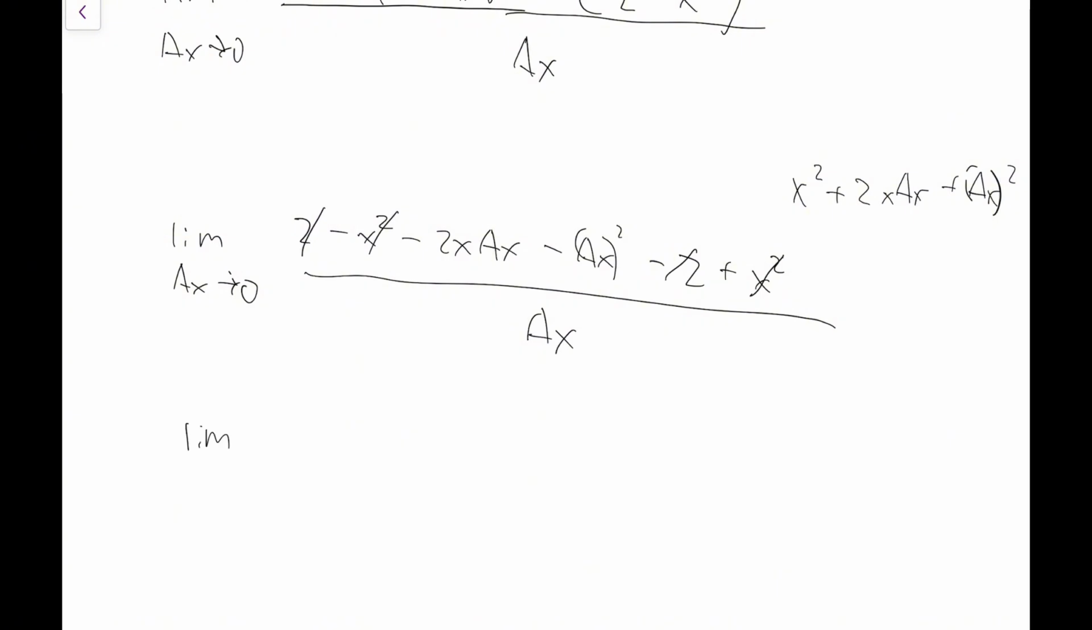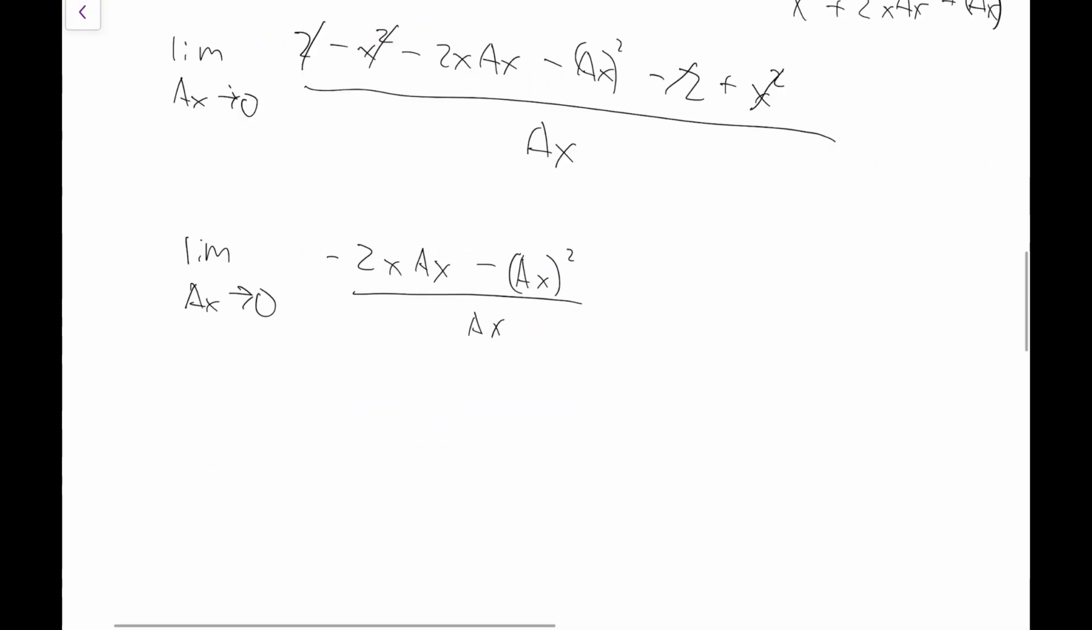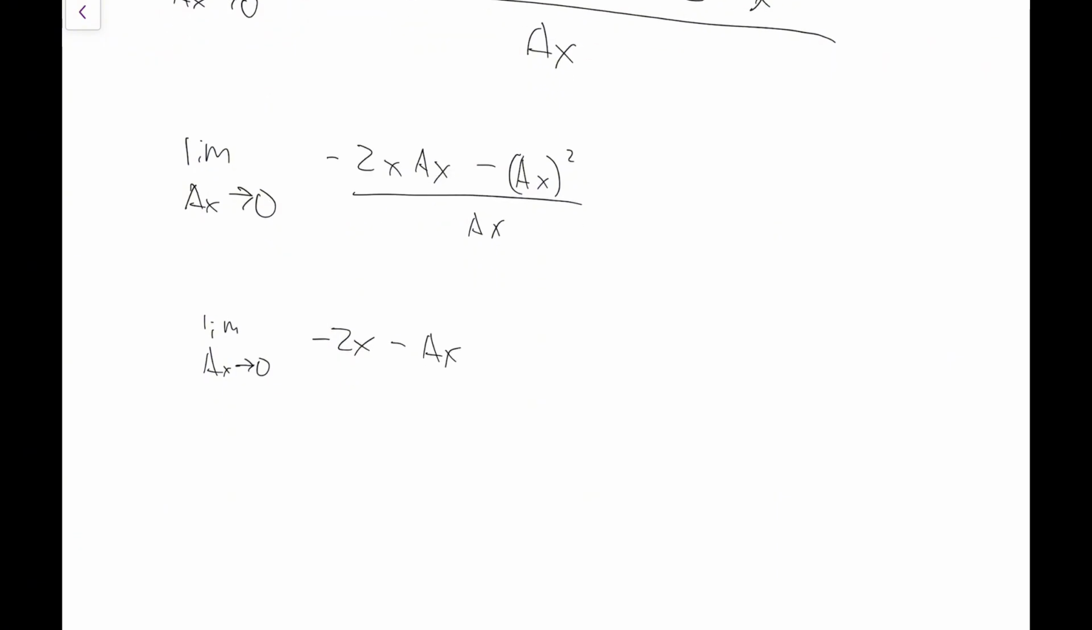Now we're left with the limit of delta x approaches 0 minus 2x delta x minus delta x squared over delta x. Again, like the previous one, we can take out a delta x from all these terms, which will be limit of delta x approaches 0 minus 2x minus delta x. And now we apply the limit, so for everywhere we have delta x, we apply a 0. Negative 2x minus 0, which is just negative 2x, and that would be the derivative.